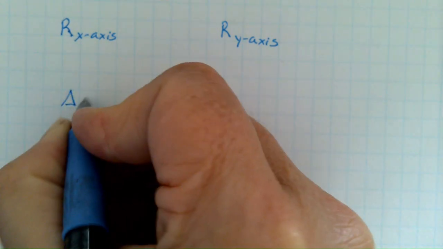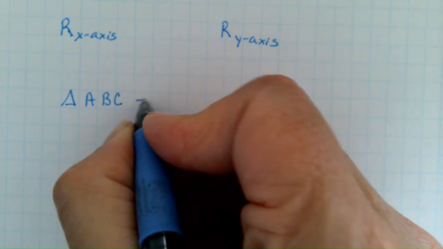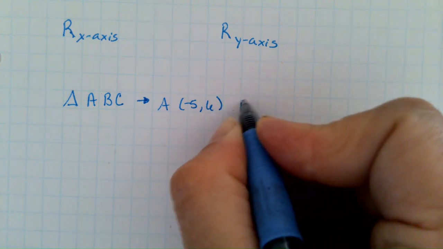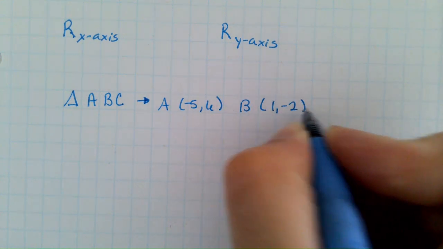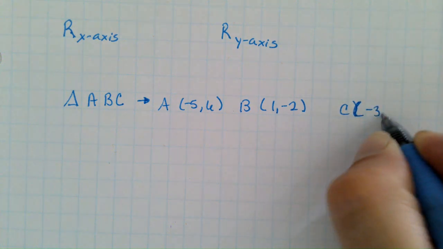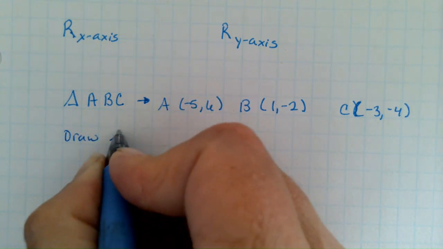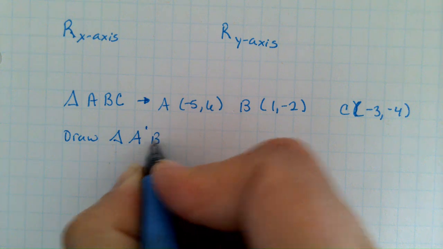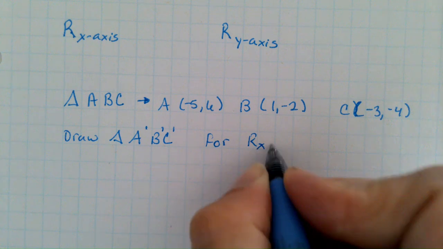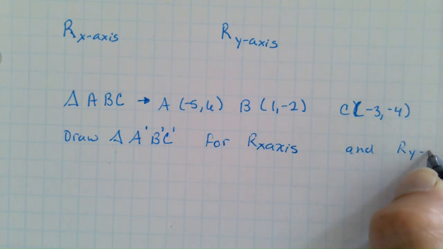So triangle ABC has A at -5, 6, B at 1, -2, C at -3, -4. Draw triangle ABC for our x-axis and our y-axis.